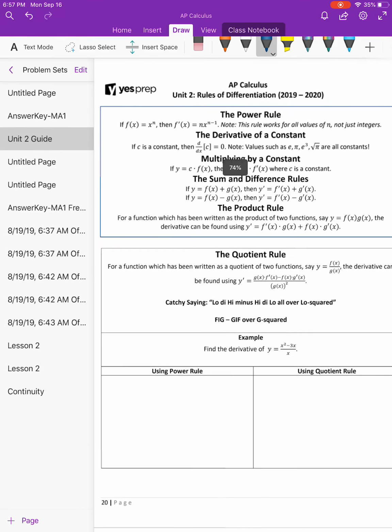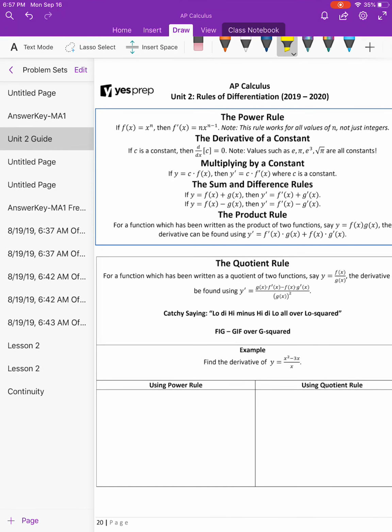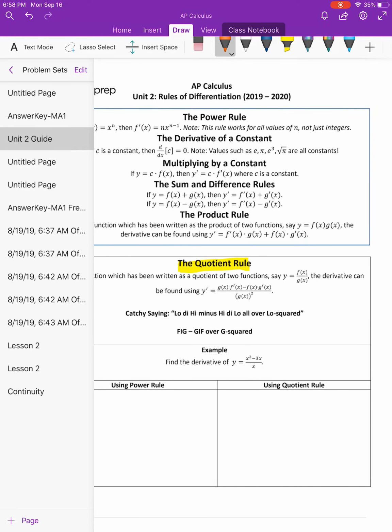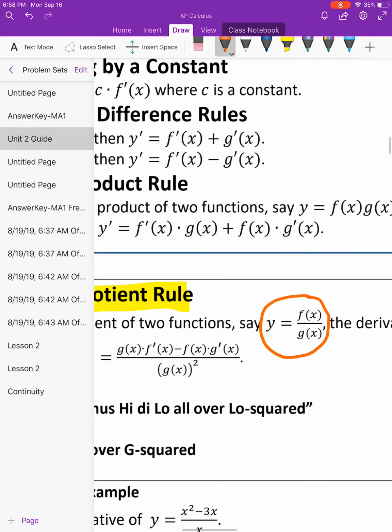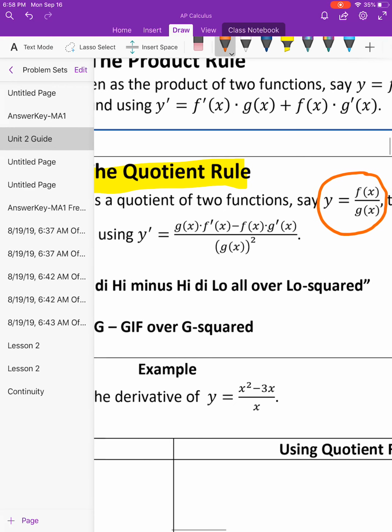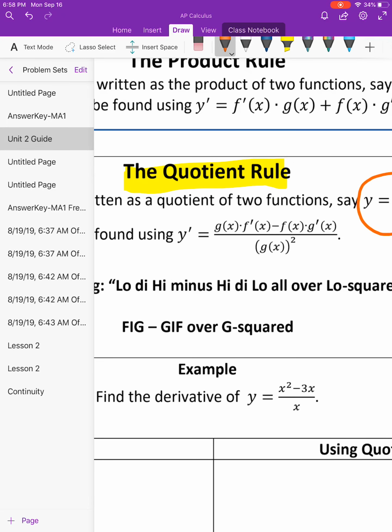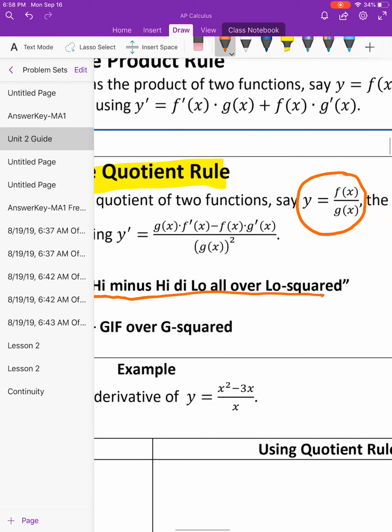All right, it's time to learn my least favorite thing in AP Calculus, which is something called the quotient rule. And a quotient is just a fancy way of saying a fraction. With the product rule, you were looking at two things being multiplied together. With the quotient rule, you're looking at two functions that are being divided by one another. And it follows this really catchy saying: low d high minus high d low all over low squared.